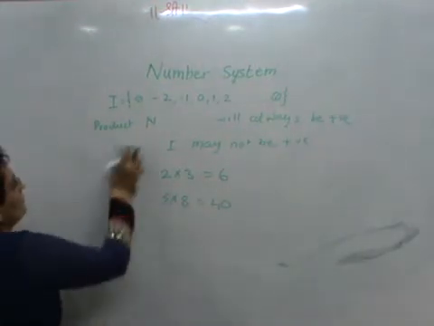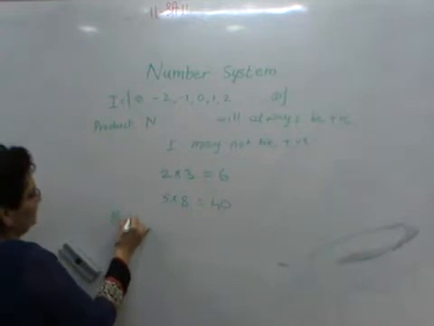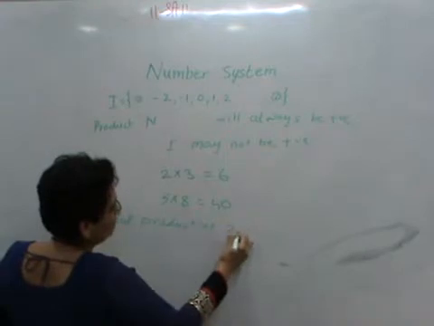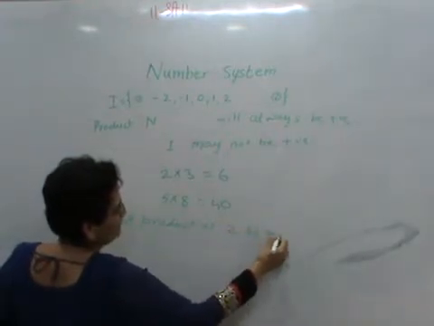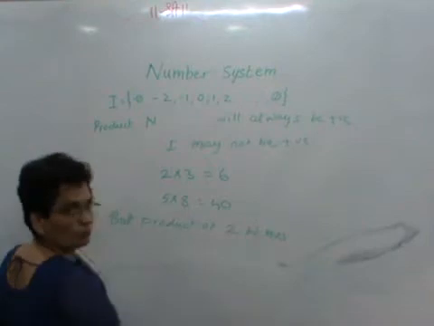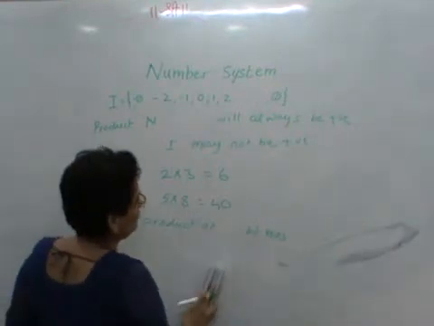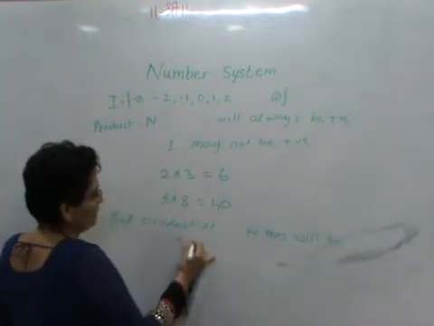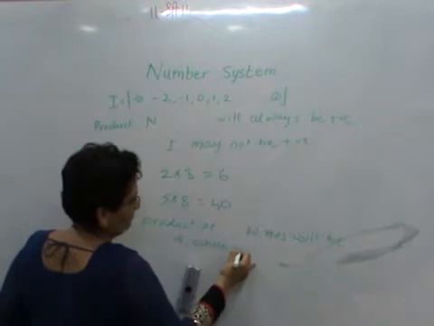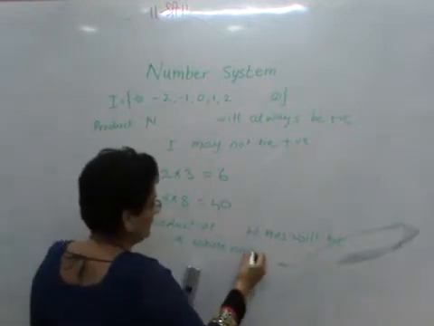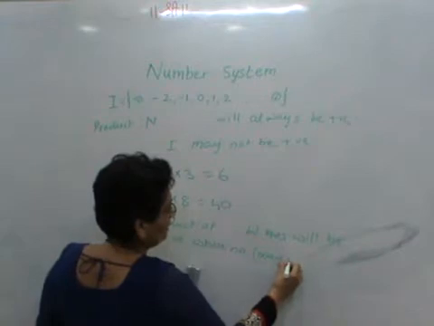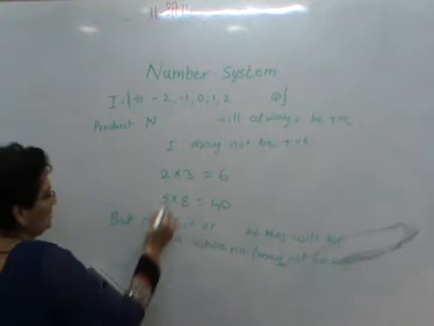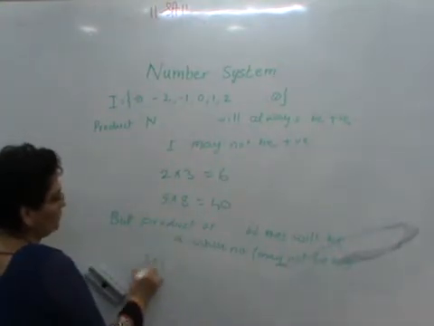But the product of two whole numbers, 2 or more than 2, not necessarily 2, the product of whole numbers will be a whole number, but may not be positive. How? Because once again, 2 and 3 both are whole numbers.